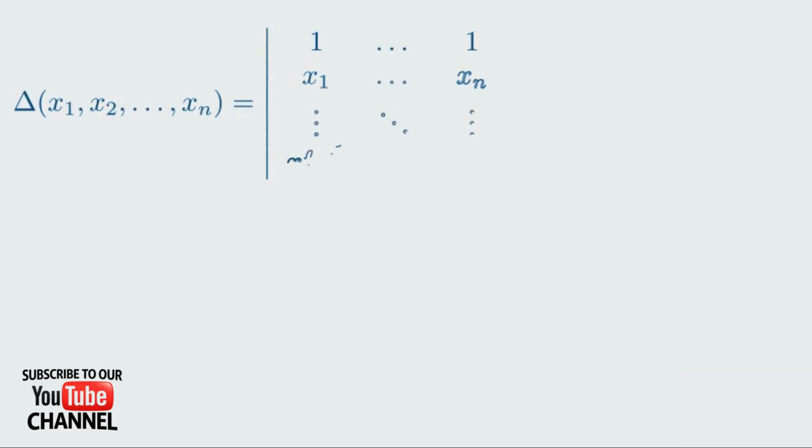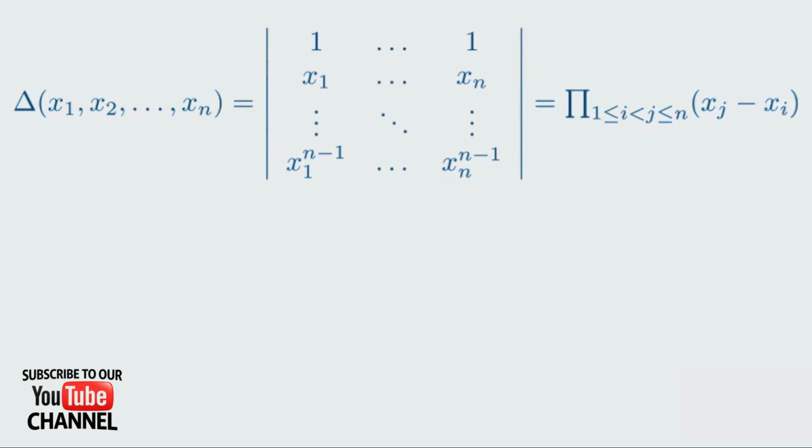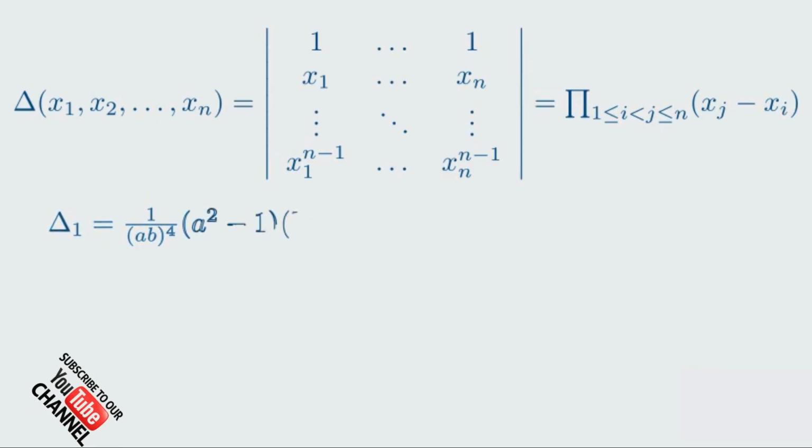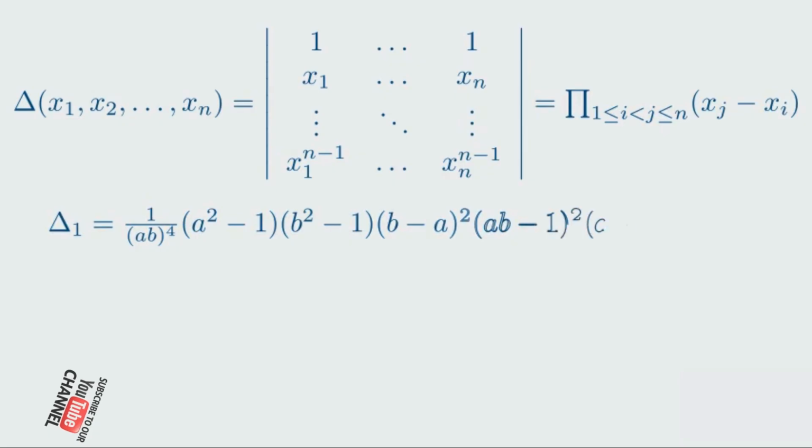Let's use the second method presented in the solution, which provides a factorization of the determinant. The general formula for this type of determinant, known as a Vandermonde determinant, is given by the product of all possible differences of its variables. While our determinant isn't exactly this, it's closely related. Its value can be factored. We are given the factorization of our first determinant, delta 1, as shown here.